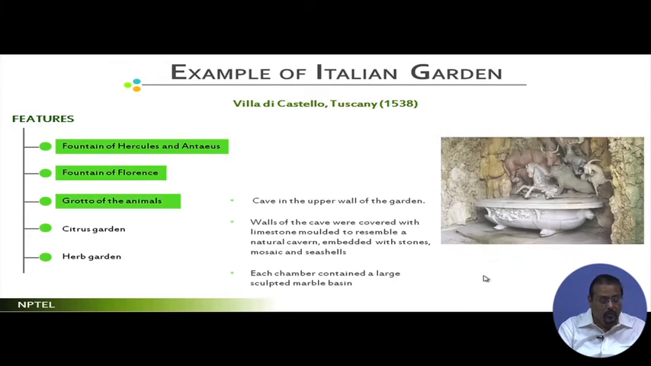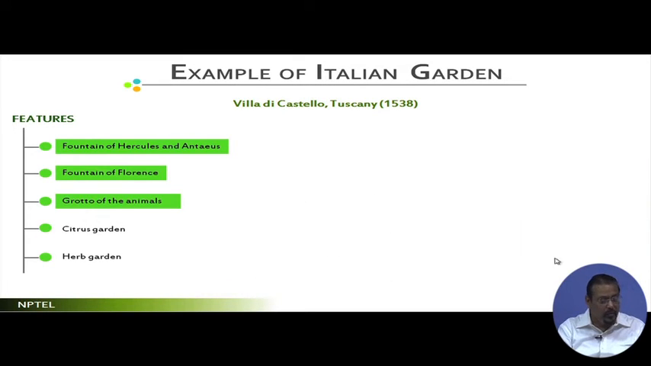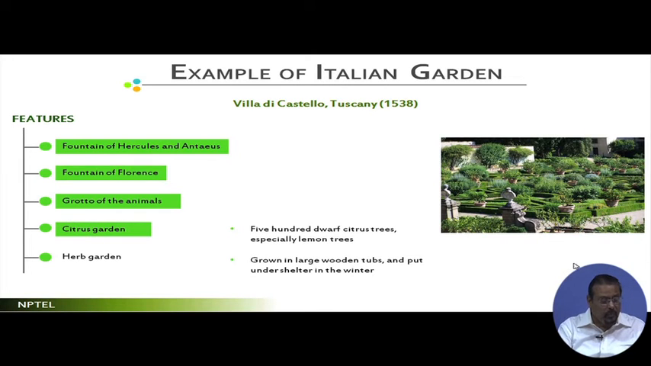Then comes the grotto of the animals. This is the grotto, the cave that has been created, in which they had placed the animals, and here this particular basin has the water which spouts through. Now there are many such grottos over here, in which they have created different kinds of animals, and then the basin that has been created over here. Then comes the citrus garden. Huge number of citrus trees over here, and they are grown in wooden tubs. So wooden tubs, stone tubs, and such kinds of pots came into our elemental list.